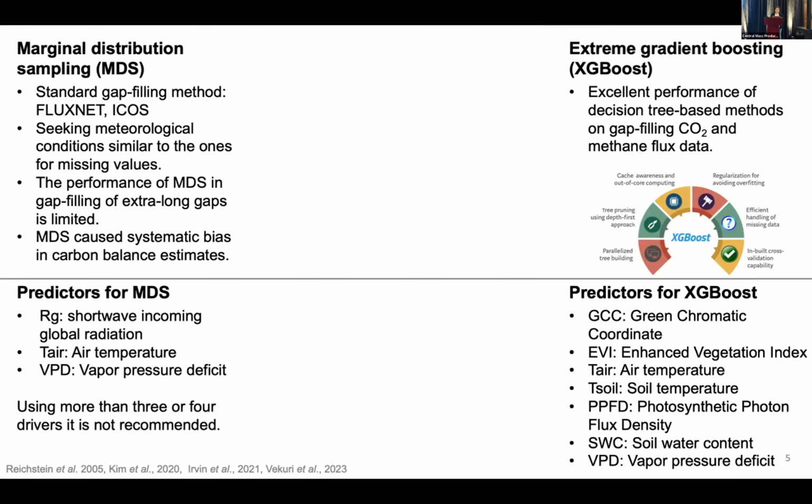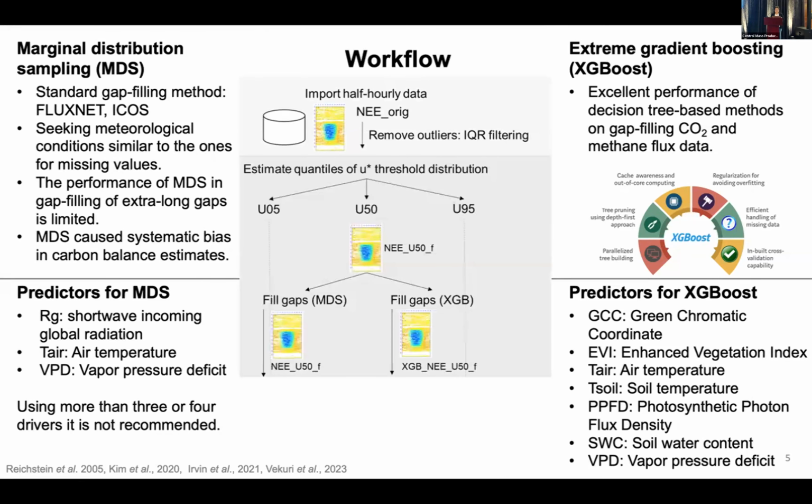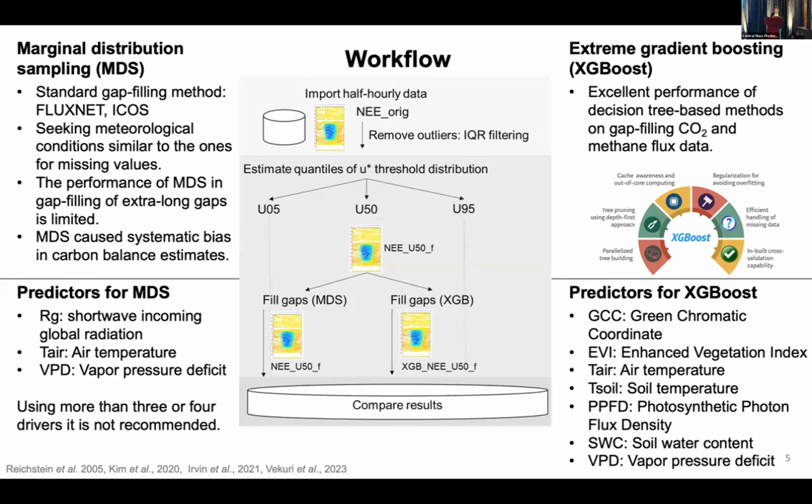Another good thing about machine learning models is that it's possible to include more predictors. So in the end, we use GCC, EVI, air and soil temperature, PPFD, soil water content, and VPD all as the predictors in the model. And for the workflow, we started by removing some outliers from the raw data, and then we estimated the contours of the U-star threshold distribution. For each U-star scenario, we filled the gaps using MDS and XGBoost respectively. In the end, we compared the results.